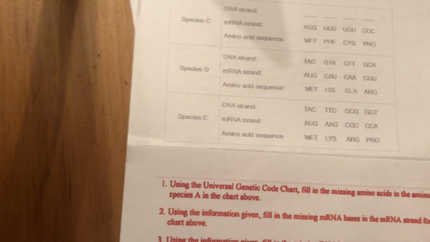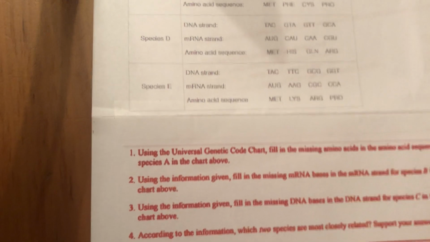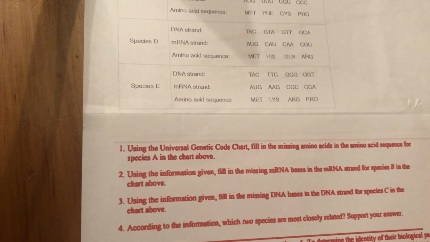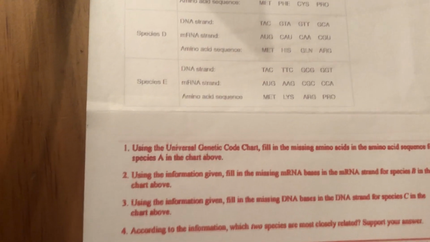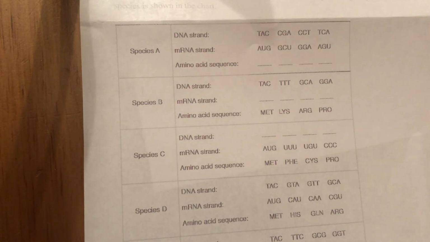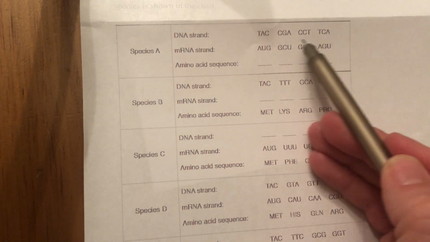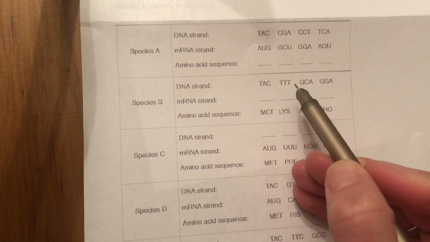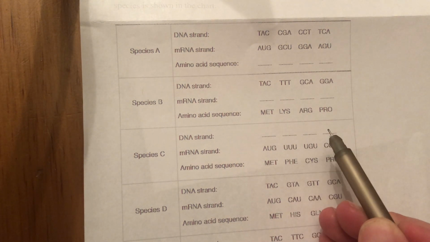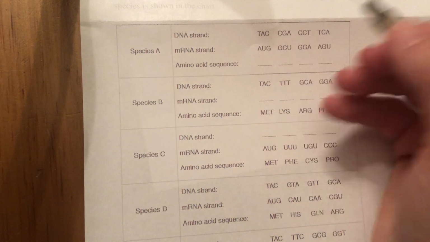So, first question says, using the genetic code chart, fill in the missing amino acids in the amino acid sequence, species A, at the chart above. Okay, so here's 5 different species, species A, B, C, D, and E. And there's some missing information here. First of all, species A, this is a section of DNA in species A. This is a section of DNA in species B. This is a section of DNA in species C, and so on. So let's go. First, we have to find the missing amino acids for species A. That's pretty simple. Let's go to the chart.